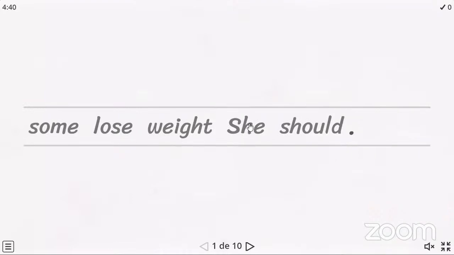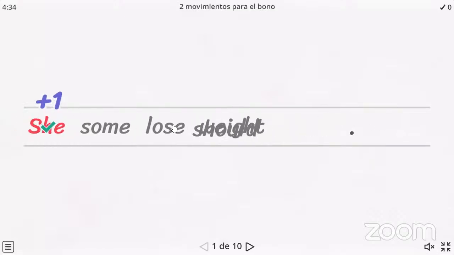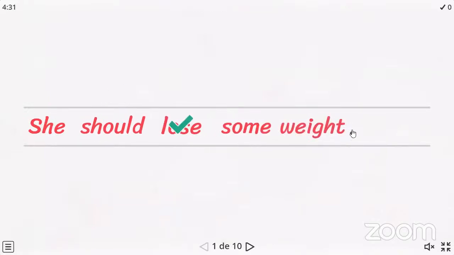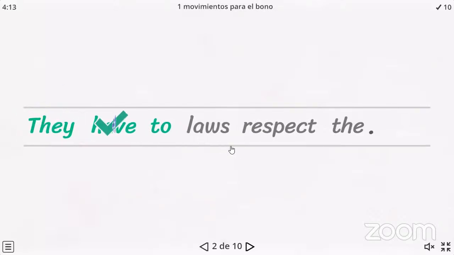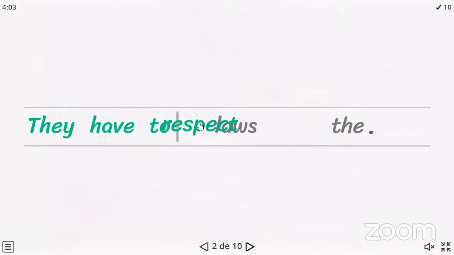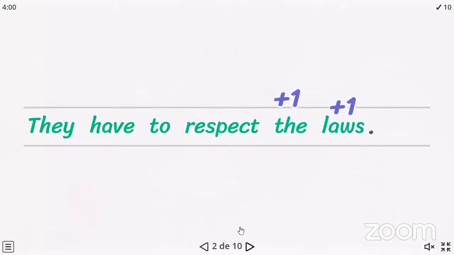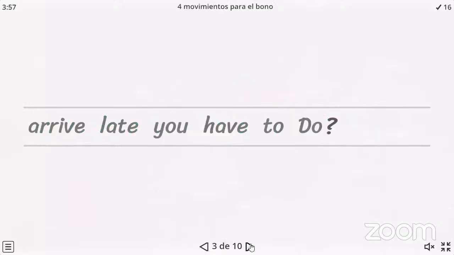Okay. She should lose some weight. Yes, excellent, thanks. Okay, Jesus, how do you think we can reorder this sentence, please? They have to respect the laws. Yes, perfect. Thanks, Jesus, for your participation.